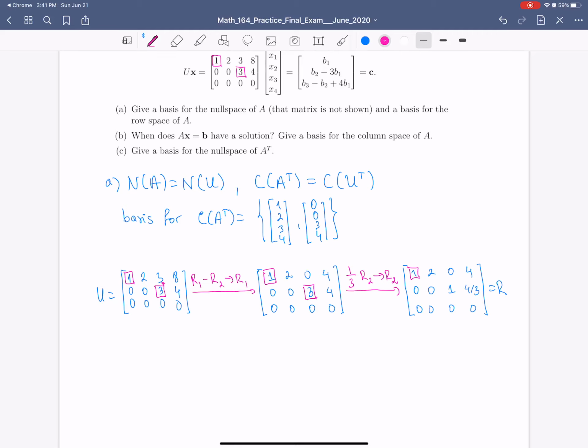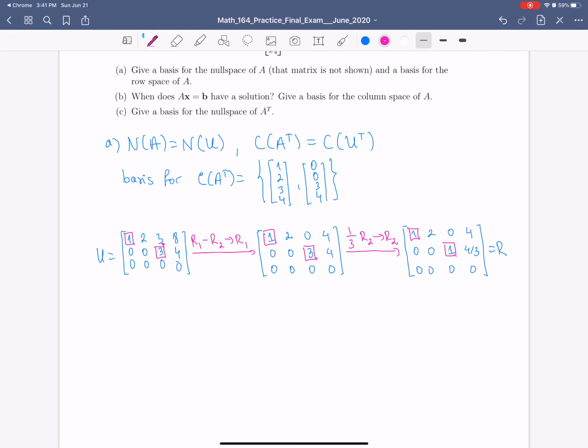And when we have the reduced row echelon form of the matrix, the null space is much easier to see. So I can immediately write a basis for the null space of A, which is the same as the null space of U, which is the same as the null space of R. So I need two vectors with four components, right? These are the special solutions. I know I'm going to have two vectors with four components because I have four columns. So the free variables here are x2 and x4. You get the first special solution by setting x2 equal to 1 and x4 equal to 0.